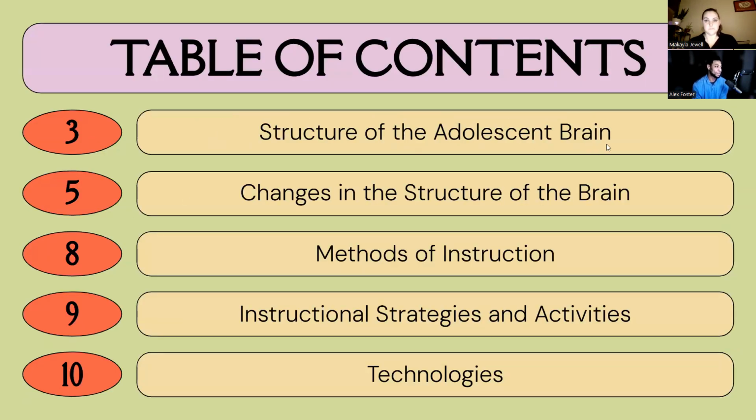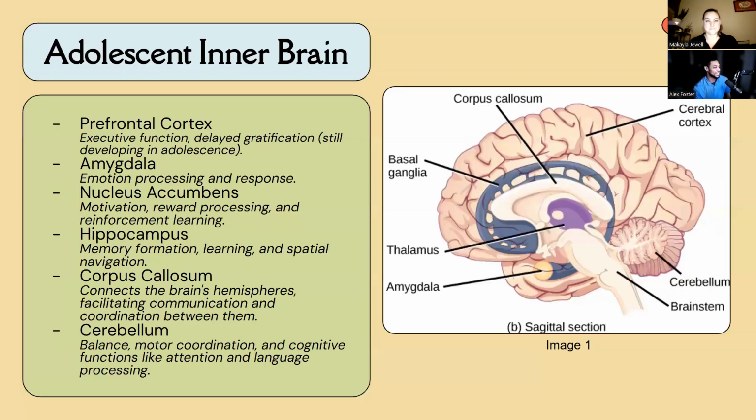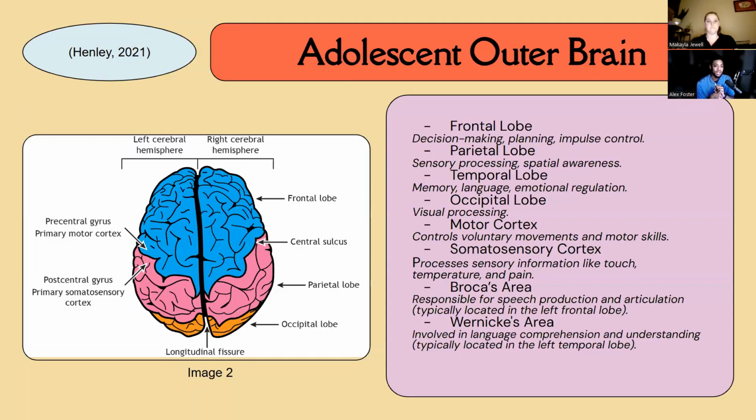So this is the table of contents. Our resource provides an in-depth overview of the adolescent brain. It explains the anatomy and the changes that occur during the stages of development. So we'll highlight the prefrontal cortex, the amygdala, the nucleus accumbens. Not really good with the pronunciation. The hippocampus, the corpus callosum, and the cerebellum.